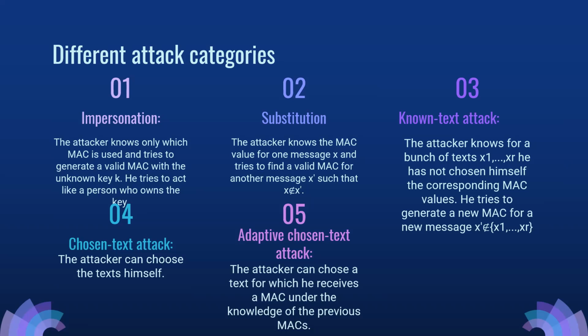For the known-text attack, the attacker knows a bunch of texts and the corresponding MAC values, which he has not chosen himself. He tries to generate a new MAC for a new message. For the chosen text attack, the attacker can choose the text himself. For the adaptive chosen text attack, the attacker can choose a text for which he receives a MAC, under knowledge of the previous MACs.